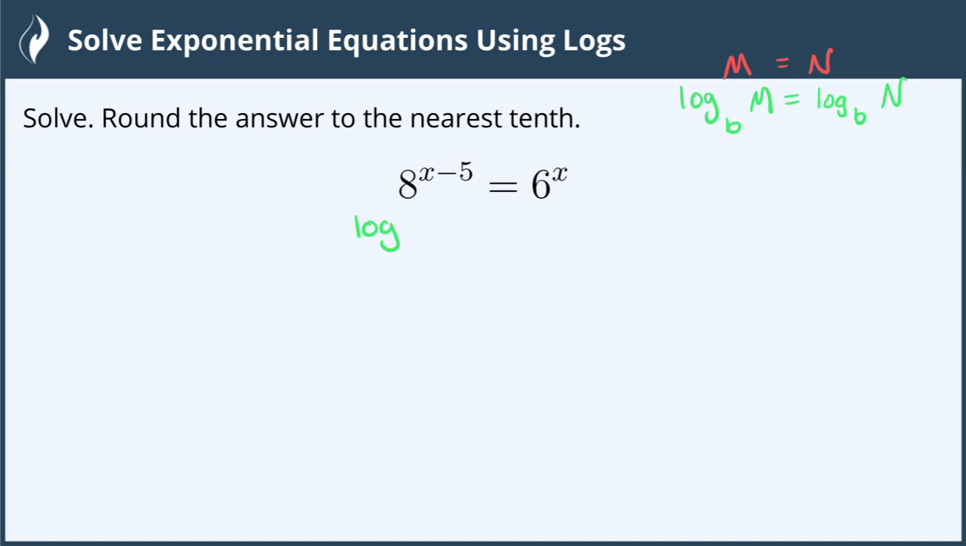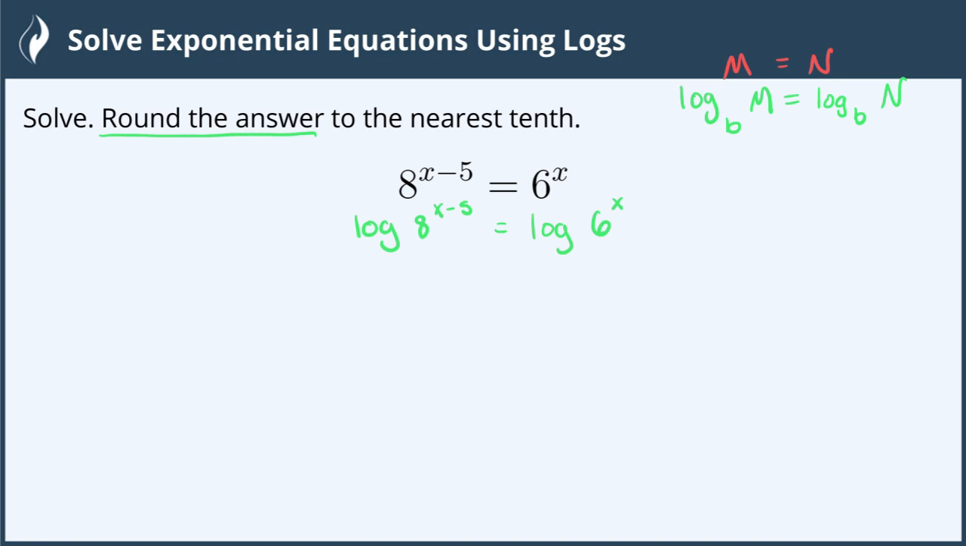The reason we're going to do that is we've been asked to round the answer, and both the natural log and the common log are in our calculator, so we can easily calculate this in our calculator. So I'm going to choose log base 10. And then I have log base 10 of 8 to the x minus 5 equals log base 10 of 6 to the x. And that equal sign holds true because we've done the same to both sides and they were already equal to one another to start with.